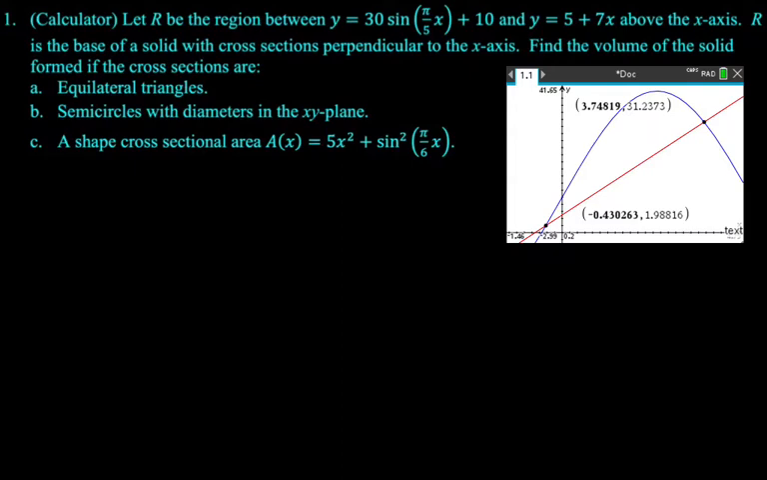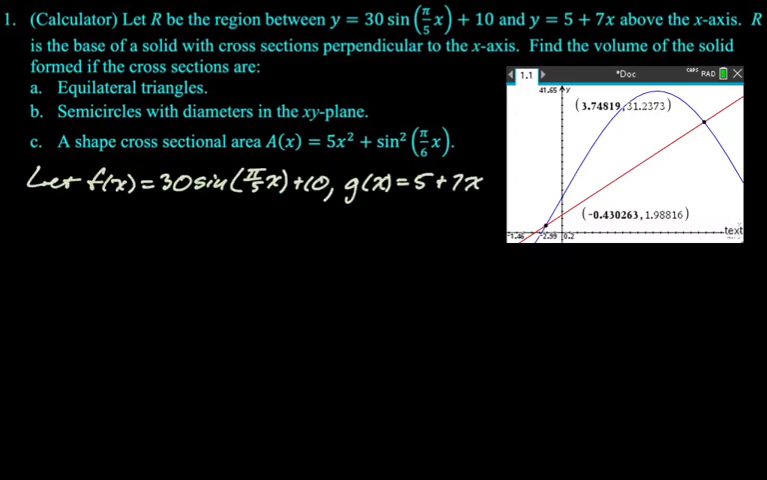I'm ready to go. To make this problem easier on myself and everyone, I'm going to name the functions. Let f of x be the sine function and g of x be the linear function. So that I don't have to write those numbers over and over, let a equal negative 0.430263 and b equal 3.74819. The reason I'm doing that is I can now write my integrals in terms of f, g, a, and b. And I don't have to write all those numbers over again. All right, so with that in mind, the question at this point becomes easy to write down. If you're good with your calculator, easy to calculate.